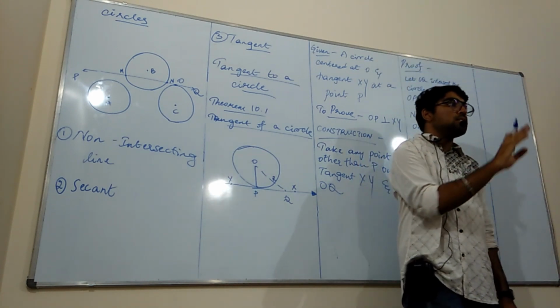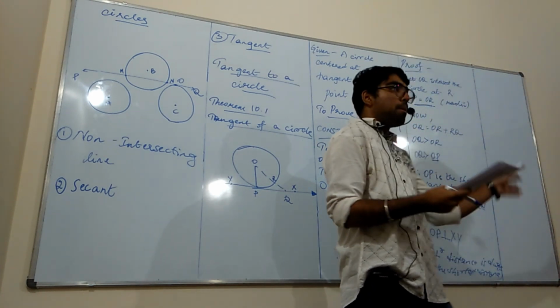But perpendicular distance is the shortest distance. So OP is perpendicular to XY.